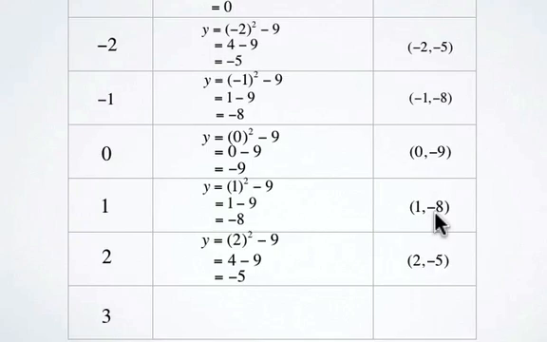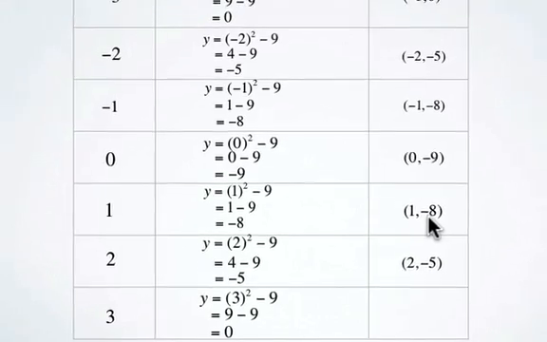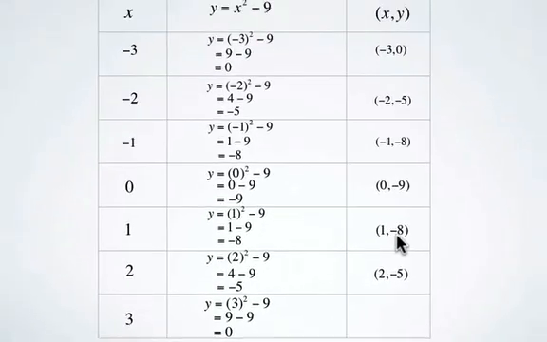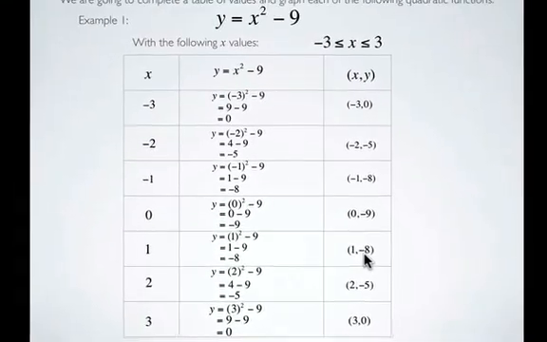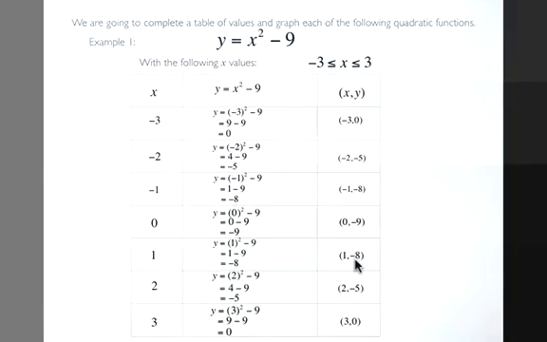Finally, when x is equal to 3, y equals 3 squared minus 9. 9 minus 9 is 0. So our coordinate for this point will be 3, comma, 0. Let's take these values and our quadratic expression and create a graph using Geometer's Sketchpad.